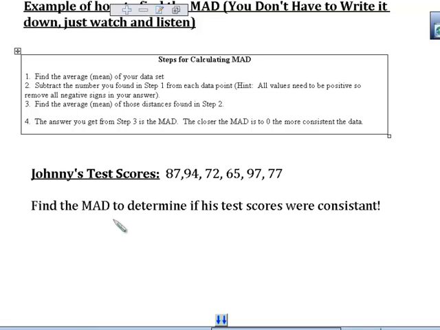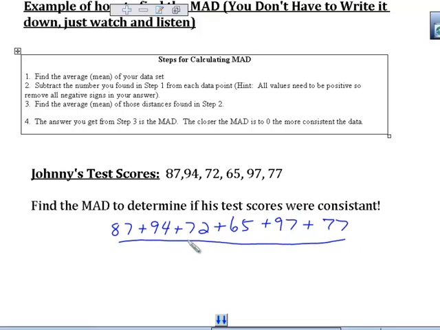So what we're going to do is we're going to add up all the numbers: 87 plus 94 plus 72 plus 65 plus 97 and plus 77. Then I'm going to divide all that by the amount of values I have. 1, 2, 3, 4, 5, 6. Divide it by 6. So when I do this in my calculator, I want to make sure I add all these numbers up first and then hit enter and then divide by 6. And when I do that, I get a mean of 82%.